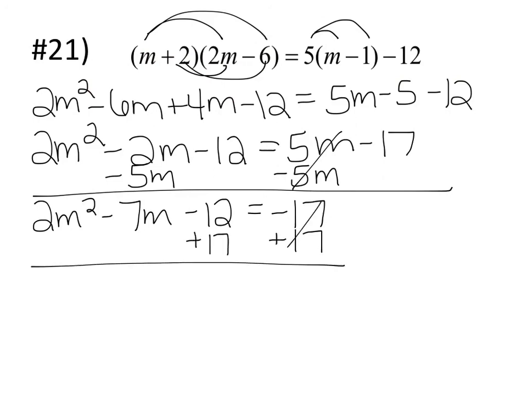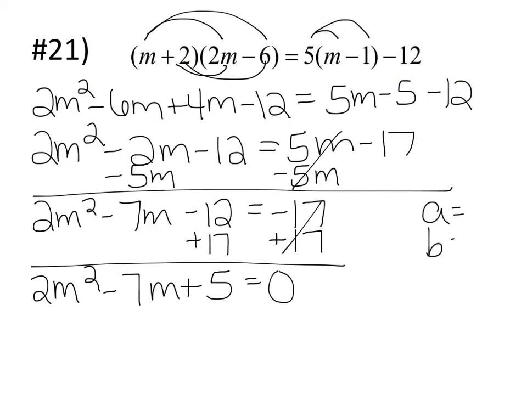Add 17 to both sides, and you get 2m squared minus 7m plus 5 is equal to 0. Now that I'm set equal to 0, I can give A, B, and C numbers. A is 2, B is negative 7, and C is 5.